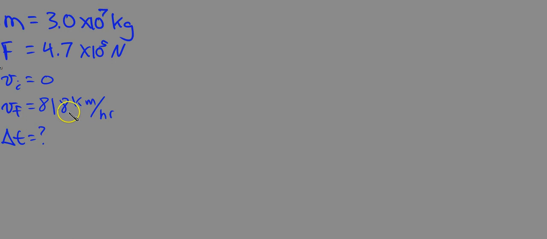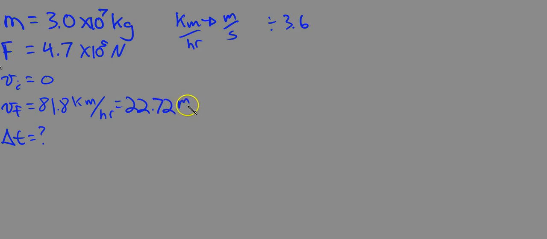Now, a little trick: whenever you're going from kilometers per hour to meters per second, you can simply divide by 3.6, because there's 3,600 seconds in an hour and there's 1,000 meters in a kilometer. I went over that in a previous video, but if I do that, 81 divided by 3.6, I'll get 22.72. So this is equal to 22.72 meters per second.